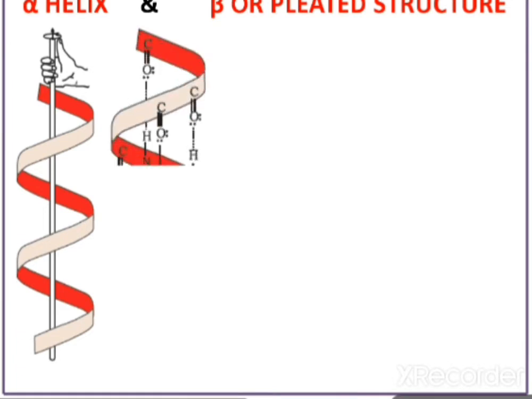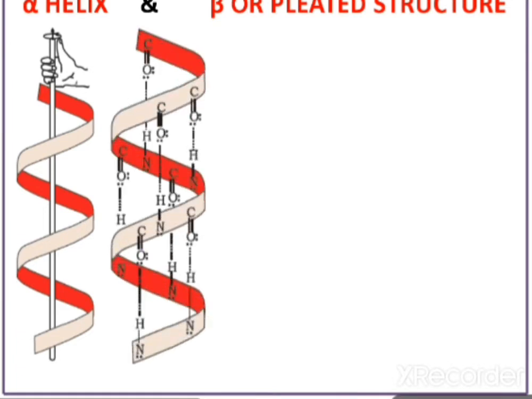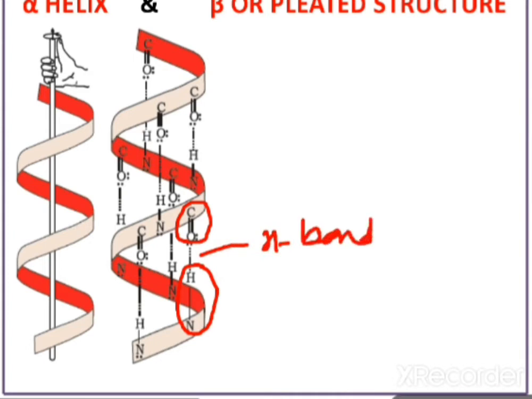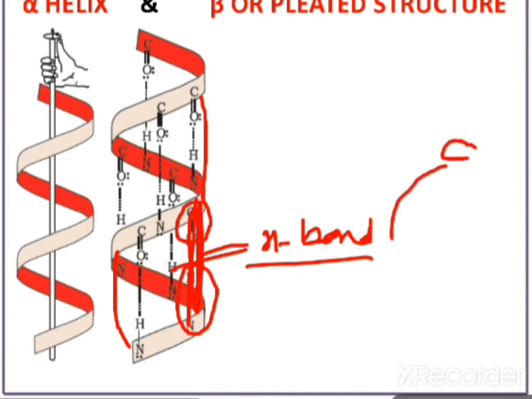This is the complete structure. Here you can see CO, CO, CO and NH. So where is the hydrogen bond formed? Between CO and NH. This is the hydrogen bond. So this hydrogen bond is responsible for the attraction between these two coils, because this carbon is bonded with nitrogen. So it will stay like this. It will not go away. If you break this bond, then the structure will open up like this. Otherwise it will be attracted.